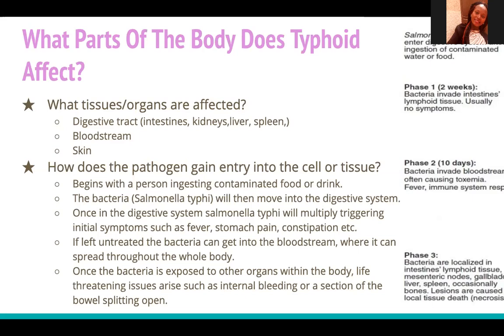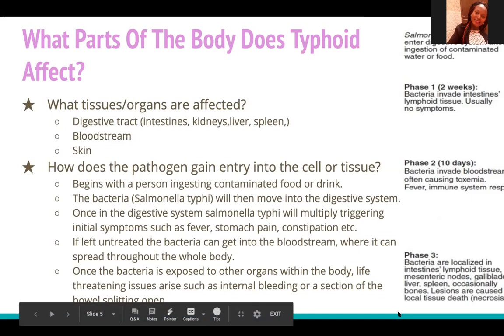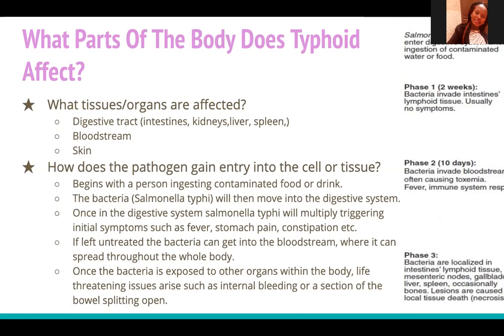In phase 2, around 10 days, bacteria invade the bloodstream, often causing toxemia and fever. In phase 3, bacteria are localized in the intestines and lymphoid tissue, mesenteric nodes, gallbladder, liver, spleen, occasionally bones. Lesions are caused by local tissue death, like necrosis. At this stage, if untreated, the patient shows all those symptoms, getting weak. The tissues and organs mostly affected are the digestive tract, bloodstream, and in some cases the skin, where you will see the rash.